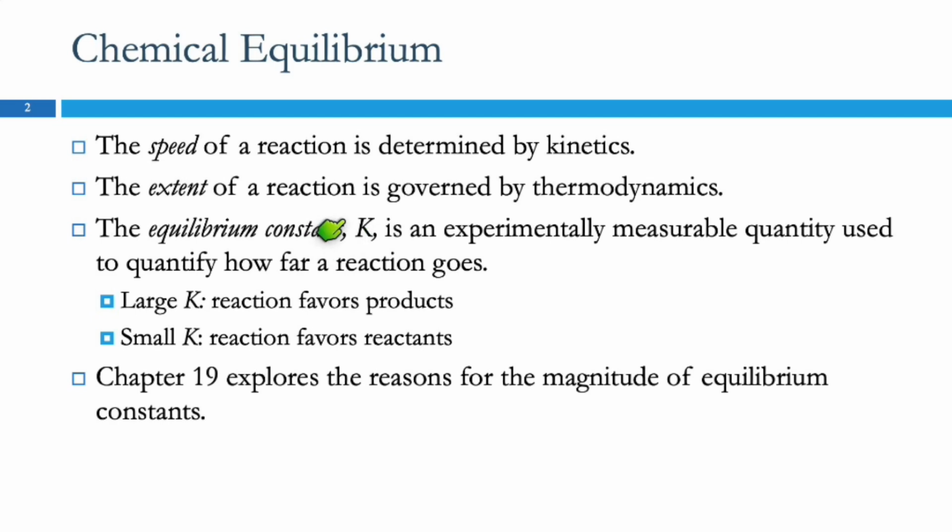So if this equilibrium constant K is large, it's going to favor the products. If you have a large equilibrium constant, you're going to have a lot of products. If you have a small equilibrium constant, that means that you're going to mostly have reactants. We'll learn more about the reasons for the size of the equilibrium constant in chapter 19, but that's for later.